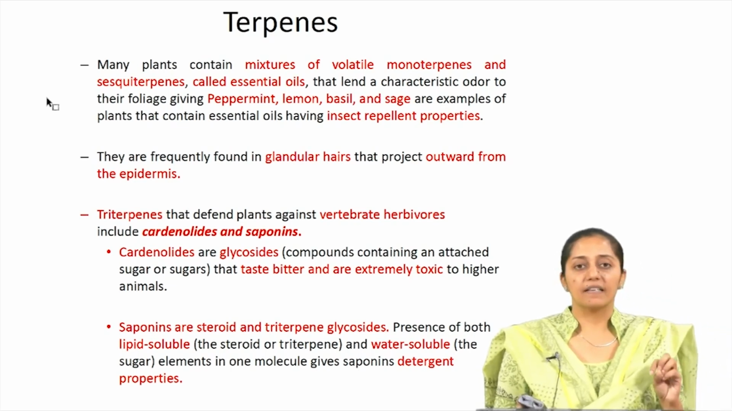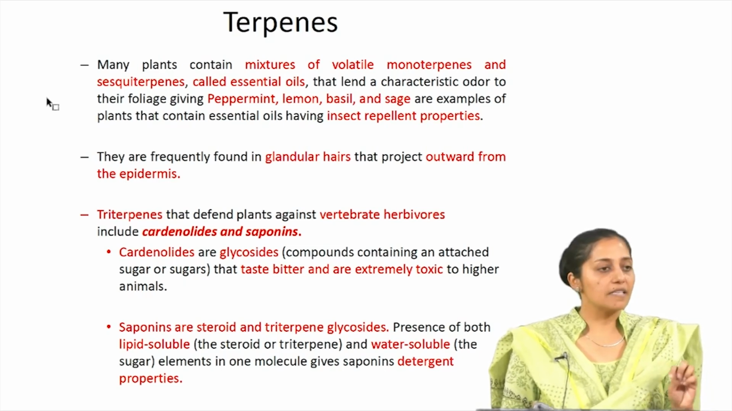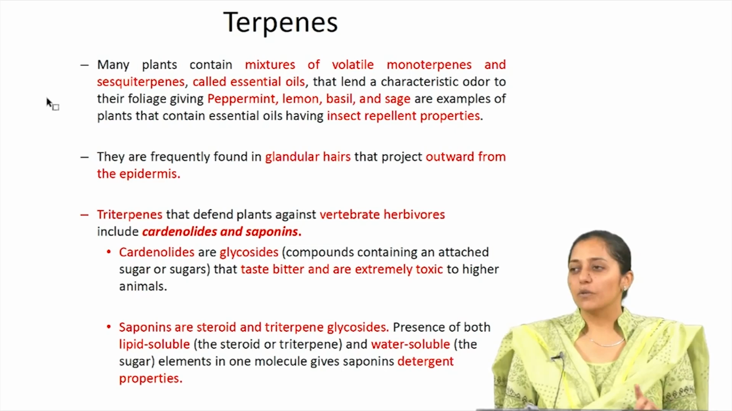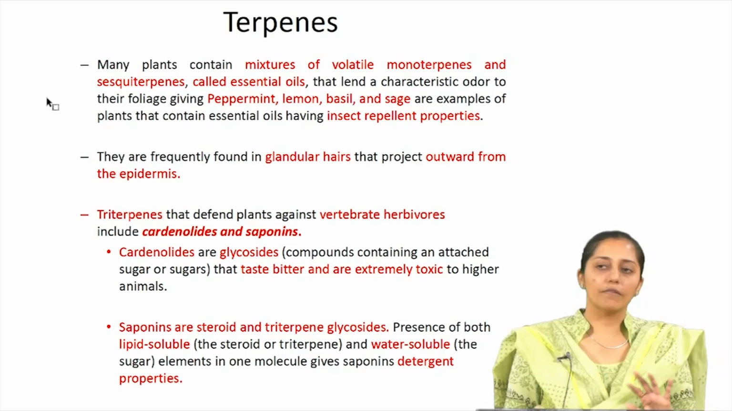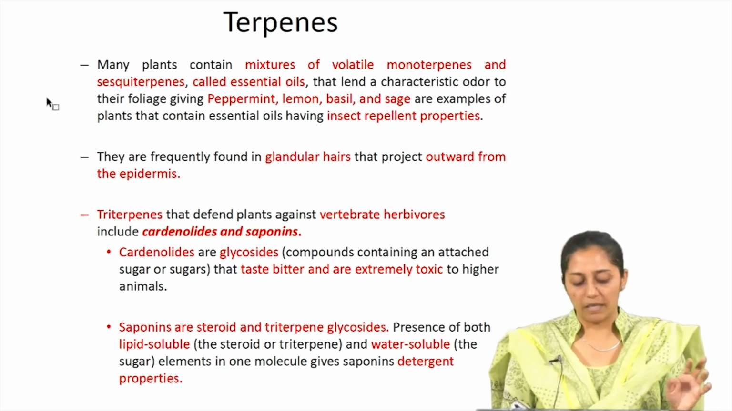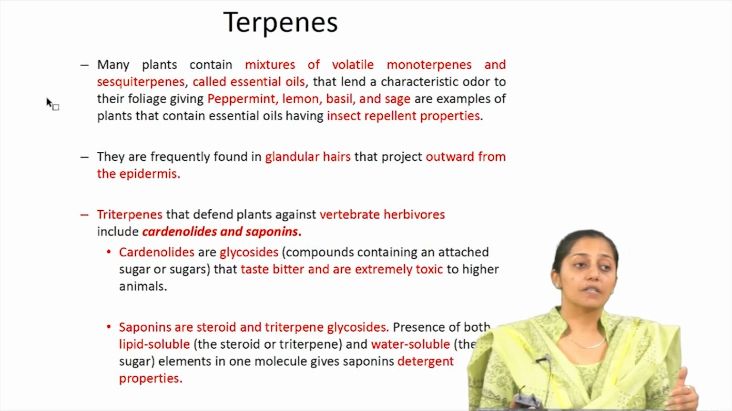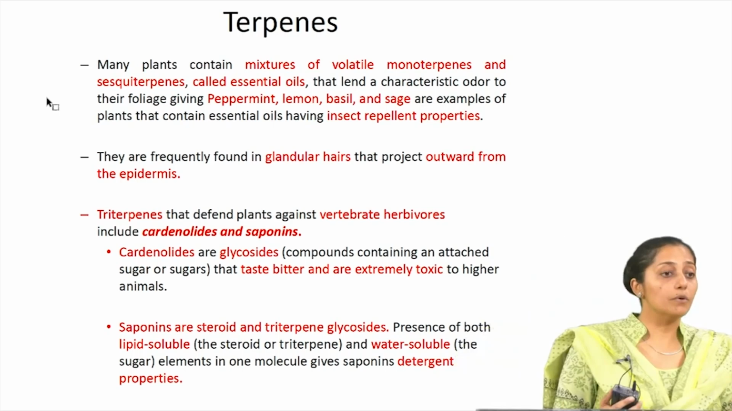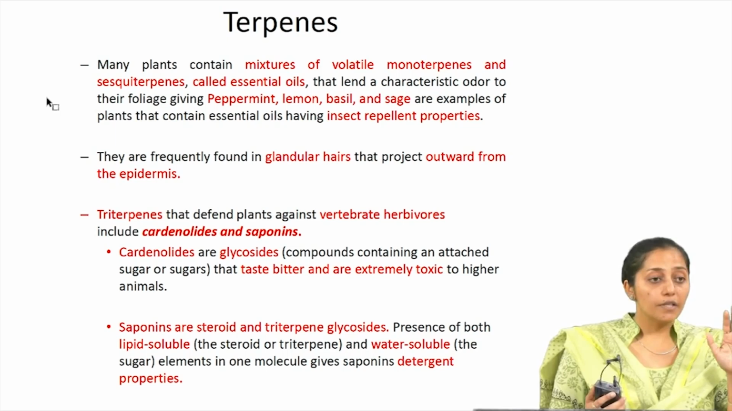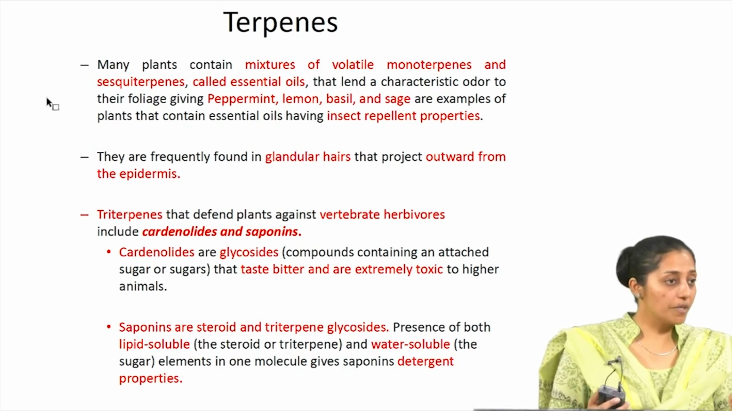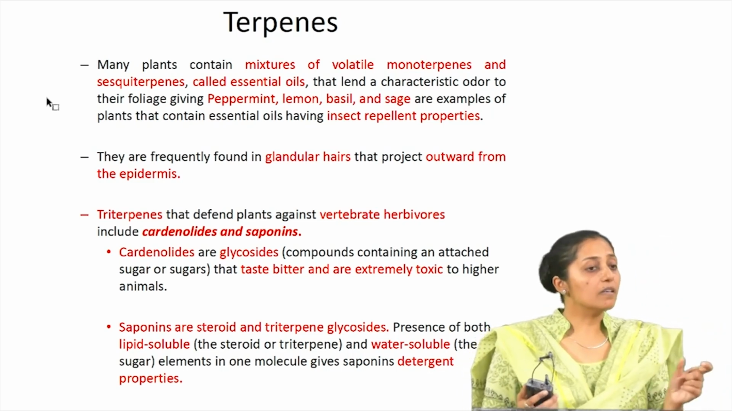Now triterpenes that defend plants against vertebrate herbivores include cardenolides and saponins. I don't expect you to remember, but at least I would like to tell you the wide range of secondary metabolites, and they can have varied commercial applications. Now cardenolides are what? Glycosides. Now glycosylation, if you remember from the last classes, I told you the addition of sugar moieties is sometimes to reduce the toxicity, one of the biotransformations. So even here cardenolides are glucosides.